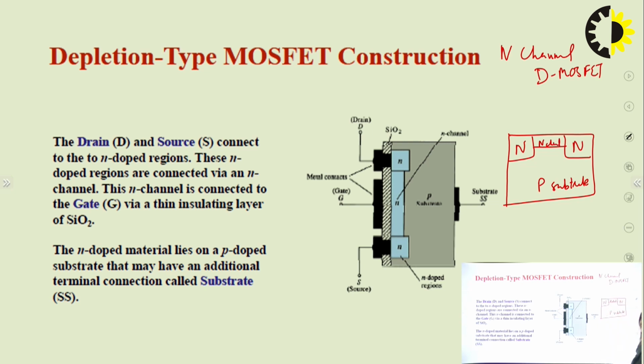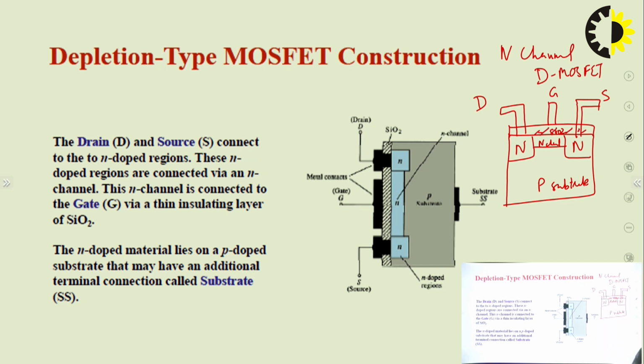This channel is there, and this is a layer of SiO2. And here we can make metal contacts in this way. So this is the drain, this is the source, and this is the gate. This SiO2 layer is present in between the gate and the channel. This is a P type substrate. These two blocks are acting as drain and source, and between these two blocks there is a channel, that is called the N channel. And over this channel there is a SiO2 layer.